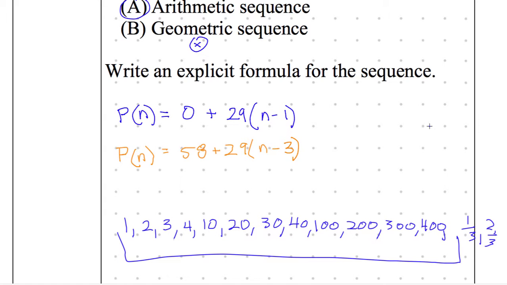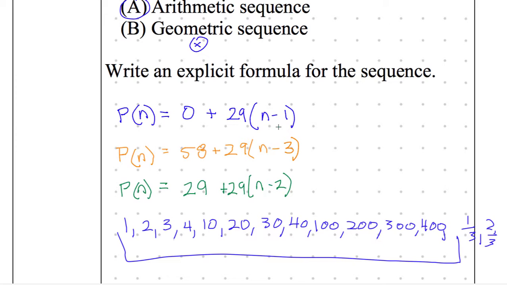Daisy, you want to do another formula for p of n? Change this to n minus 2 or something. N minus 2. How many does she have after the first day? She has 0. How many does she have on the second day? 29. There it is: 29 plus 29 times n minus 2. There's 3 different formulas you could use.